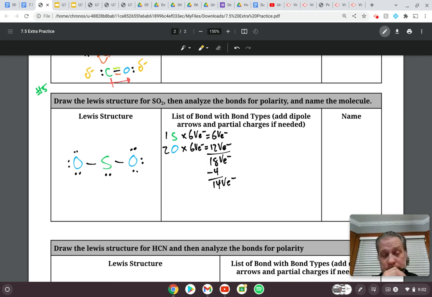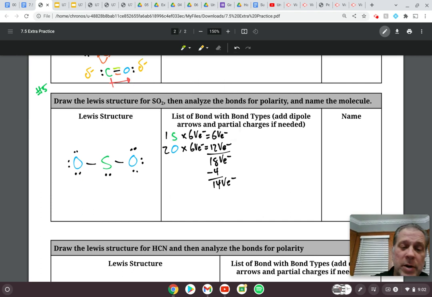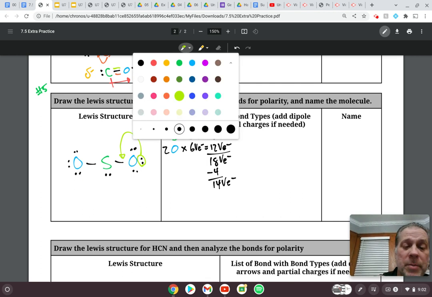However, sulfur is not. Sulfur has 2 dashes and 2 dots, so that's 6 electrons. So sulfur is short. So what that means is that we're going to have to create a double bond. And so what we're going to do is take one of the pairs of electrons. And for sake of this worksheet, it doesn't matter which side we do it on. So I'm going to create a double bond.